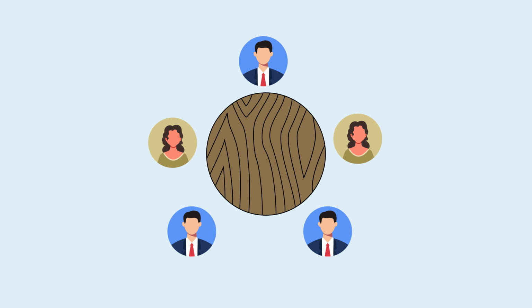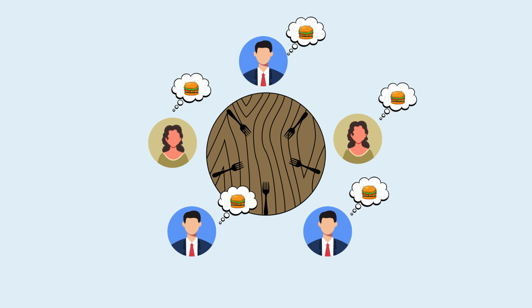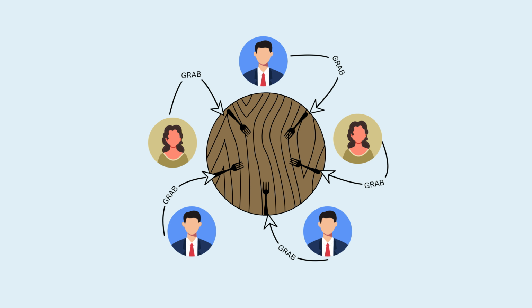Imagine five philosophers sitting at a round table. There are five forks, one between each pair. Now they all get hungry at exactly the same moment. Each one reaches for the fork on their left. Now they reach for the fork on their right.